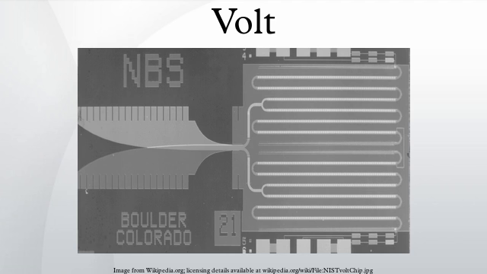Prior to the development of the Josephson junction voltage standard, the volt was maintained in national laboratories using specially constructed batteries called standard cells. The United States used a design called the Western cell from 1905 to 1972. This SI unit is named after Alessandro Volta.